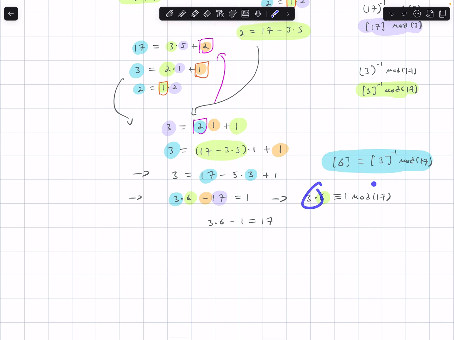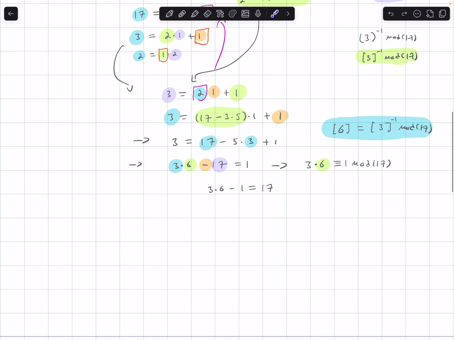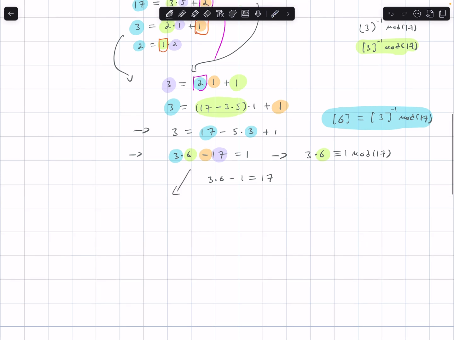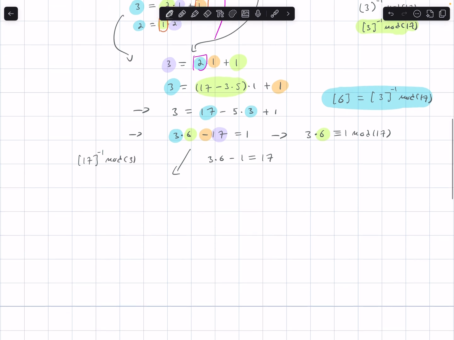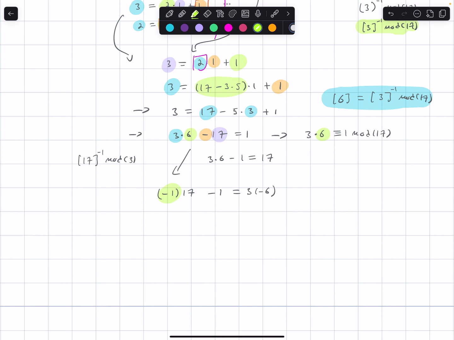And indeed, 3 times 6 is 18, which is negative 1 mod 17, which is equal to 1 mod 17, because it's 17 plus 1. Why am I thinking about negative 1? Well, how can we find the class of 17 inverse mod 3? Well, we rearrange it the other way. We get negative 17, which is negative 1 times 17, or let's say minus 1, is equal to 3 times negative 6. If we rearrange it like this, then we can recognize that.